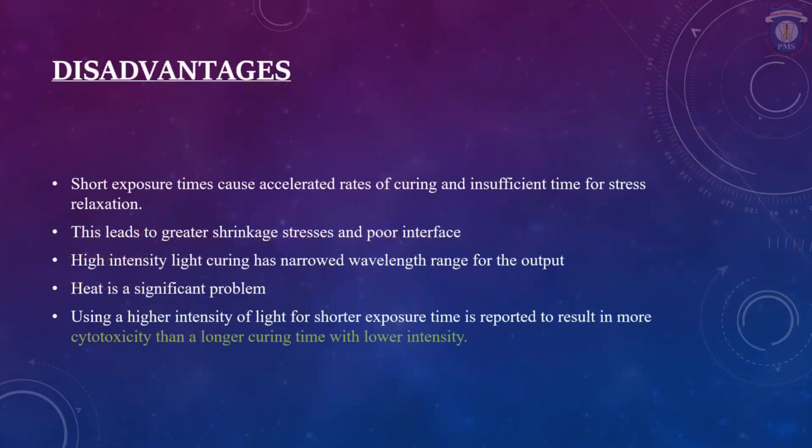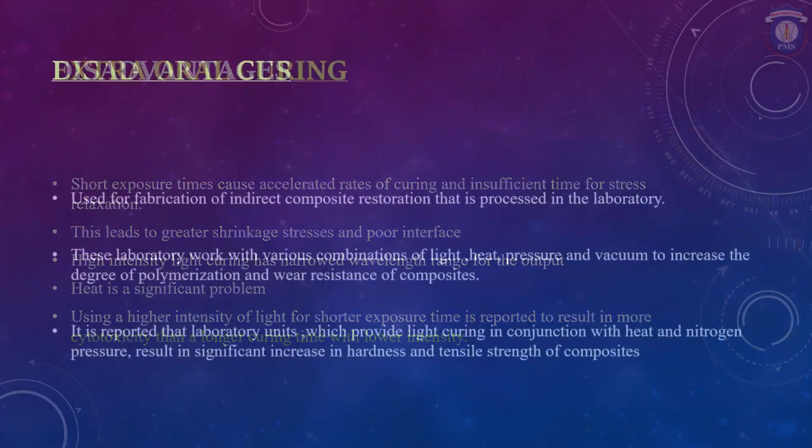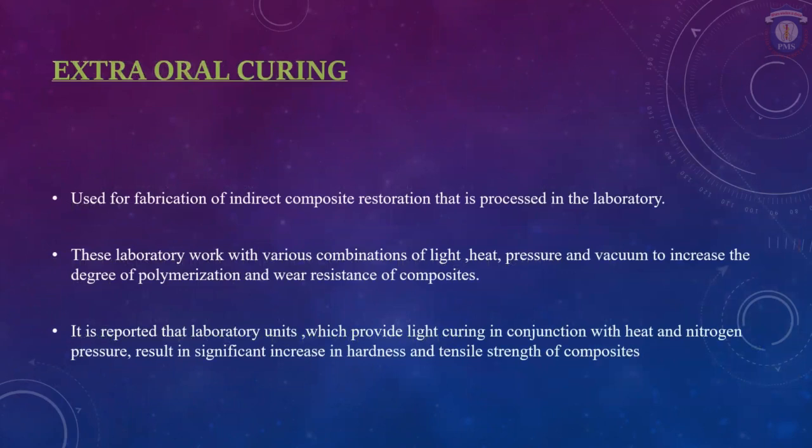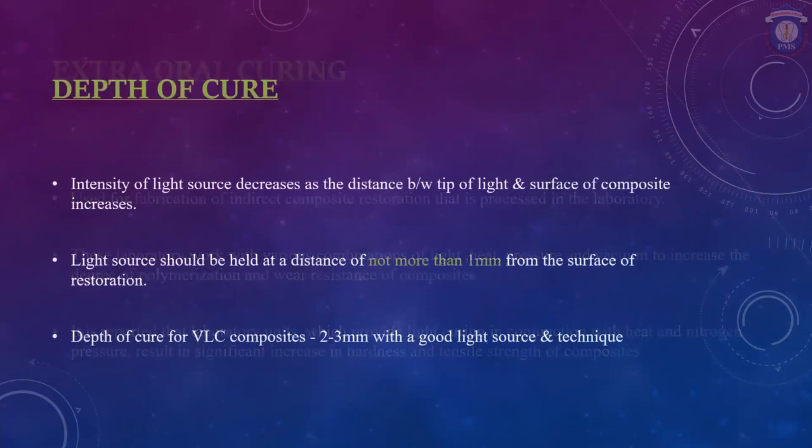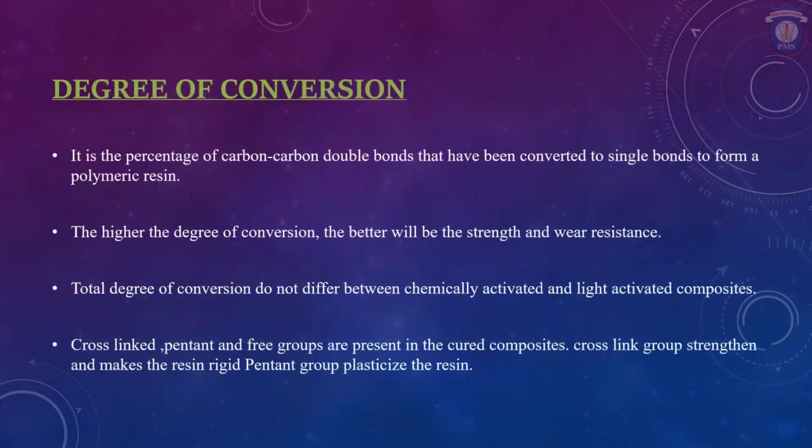The main disadvantage of high intensity curing is the short exposure time. This leads to greater shrinkage stresses. High intensity light curing has a narrowed wavelength, and heat is also a significant problem. Extraoral curing is used for fabrication of indirect composite that is processed in the laboratory. Depth of cure: the depth of cure of light curing composite is 2 to 3 millimeter with a good light source and technique. The higher the degree of conversion, the better the strength and wear resistance.